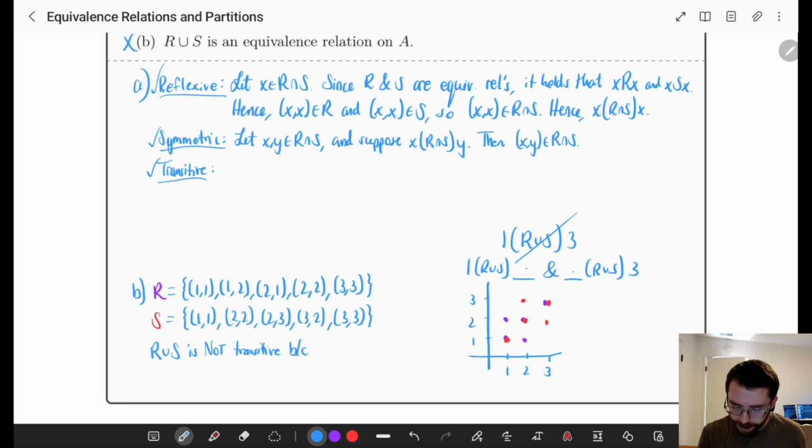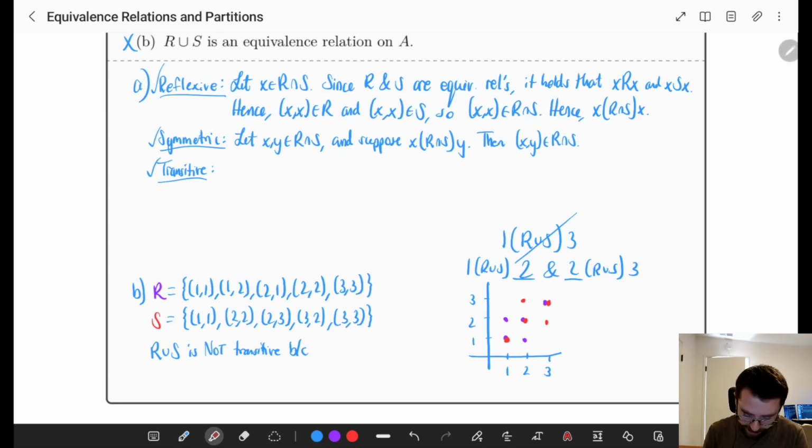And these have to be the same number. So I could say 1 is related to 1, but then 1 is not related to 3, so that wouldn't work. I could say 1 is related to 2, and then 2 is related to 3. There it is. That does work. I just had to sit down and work it out.